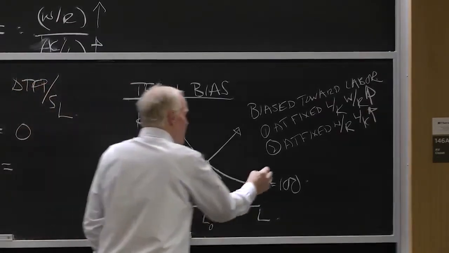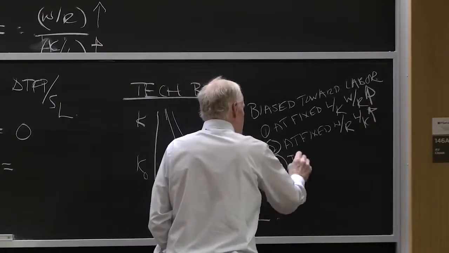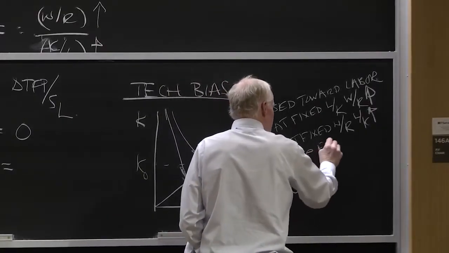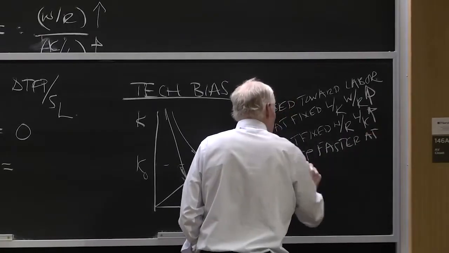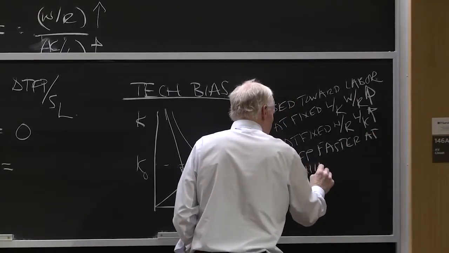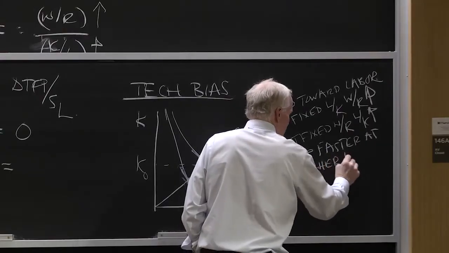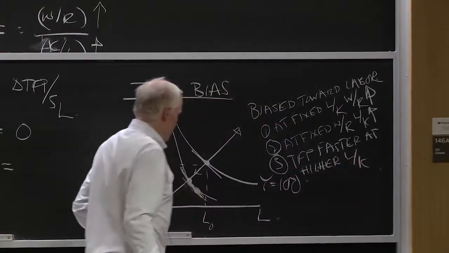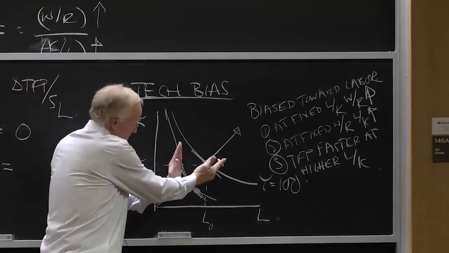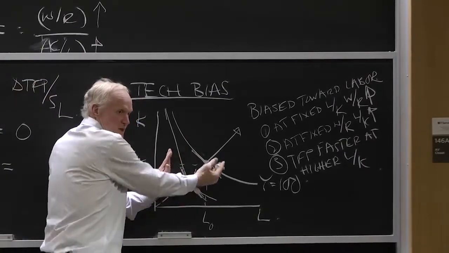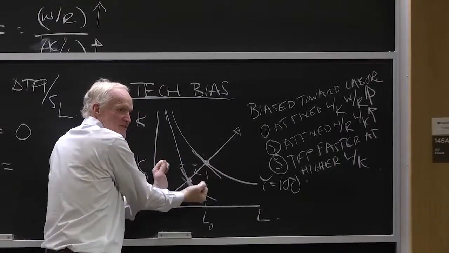And number three, TFP is faster at higher L over K. Right? In fact, that's what's causing this isoquant to twist. That is, why is the isoquant twisting? Because we're pulling it in faster on this side than on that side.